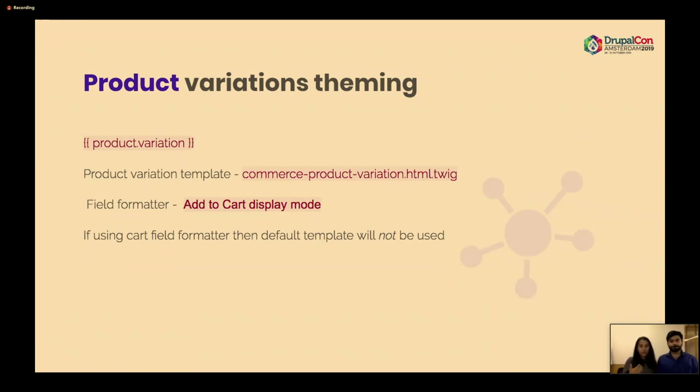There are two ways through which you can theme a product variation. You can use the product variation template or the add to cart field formatter. If you are using the add to cart field formatter, then the default product variation will not be used. You can select either of the two options based on your design. Here we will be discussing theming of the add to cart display mode.